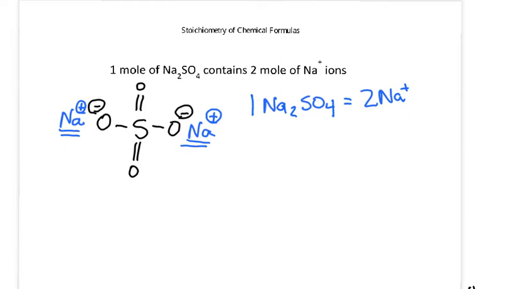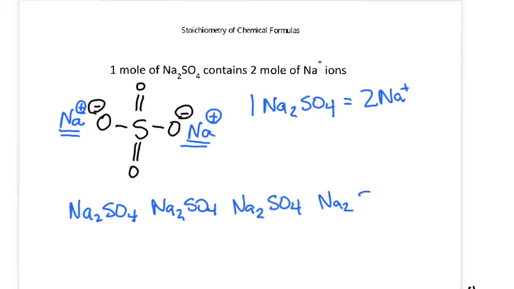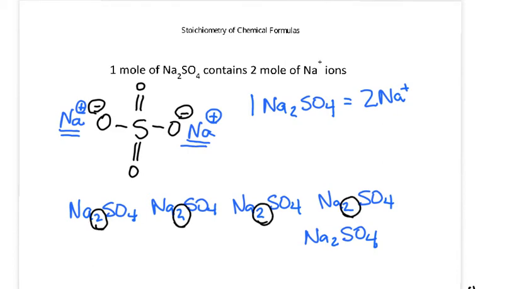What happens if we were to have 5 sodium sulfate molecules, 5 sodium sulfate units? Well, that means that we have 1, 2, 3, 4, and 5. We have 5 sodium sulfate units. We get 2 from each one of them. 2 plus 2 plus 2 plus 2 plus 2. 10 sodium ions in 5 sodium sulfate units.